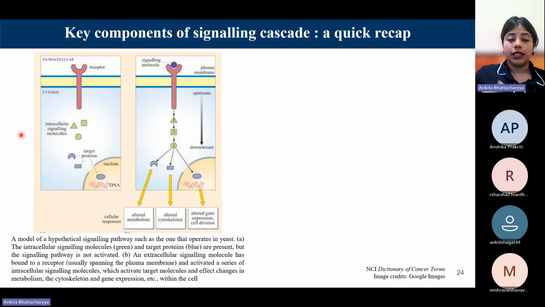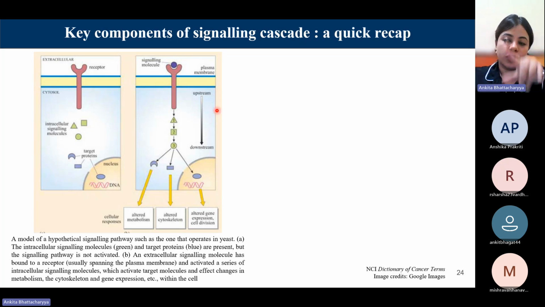So in this hypothetical signaling pathway, you are looking at a few things. First of all, this is your cell membrane. This is the extracellular side, outside of the cell. This is the inside of the cell. Now, there are some intracellular signaling molecules shown here in green, and there are some target proteins which are beneath it, shown here in blue. So what exactly is happening there is that under normal circumstances, when the pathway is not switched on, nothing is happening. They're all in their own place.